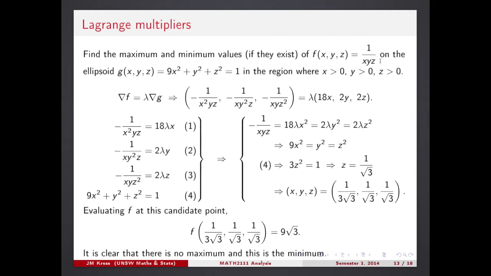That's why min-max for the ellipsoid with this function doesn't work. Even though the ellipsoid is compact, the function is not continuous. So min-max still doesn't work. And that's why the slide is correct, and my statement before was another outright lie to you. Okay?